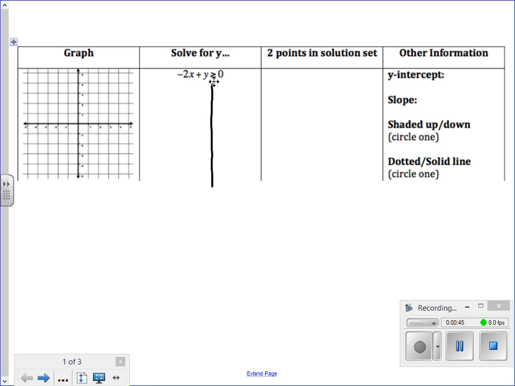In order to get y by itself here, it looks like I have to add 2x to both sides. That allows me to get y by itself. Y is greater than or equal to 0 plus 2x, which is just 2x. That's the whole equation. So I'm going to pop over here to the right really quick and say, well, the y-intercept of this line is 0. The slope is 2.